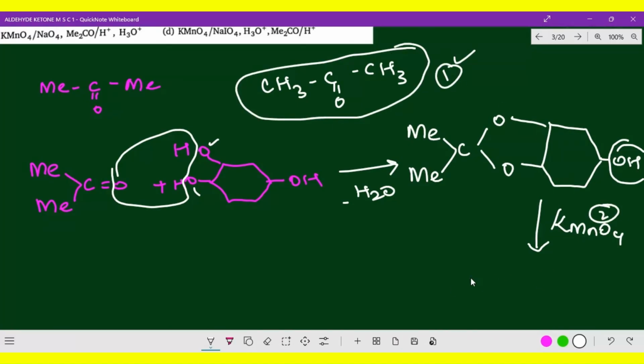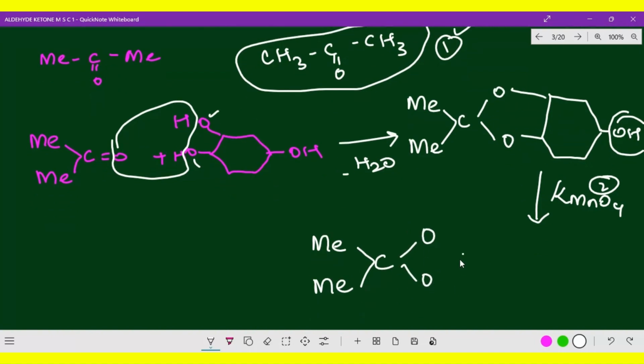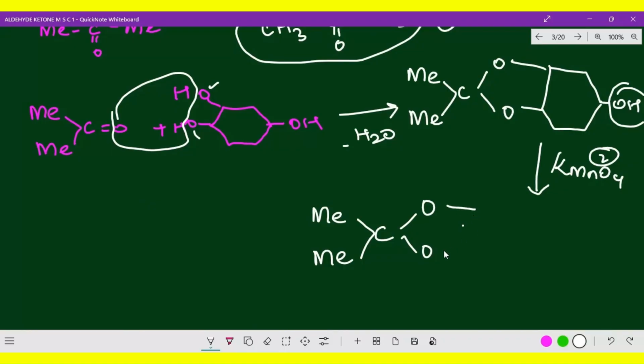So what is the product you will get? Let us check it. This point will be converted to C double bond O. In the same way, Me. KMnO4 will not attack all these, only the OH, which is converted to the keto group. So Me, and the side also C double bond O. This is deviated here O and here O, which is connected with that. Right. So C double bond O, right? So this is the product.